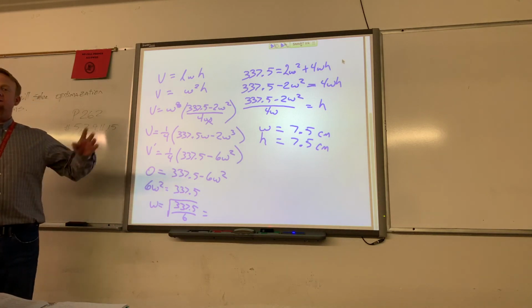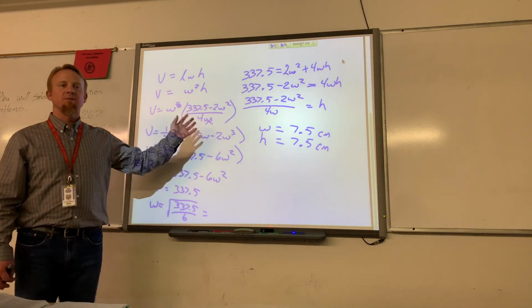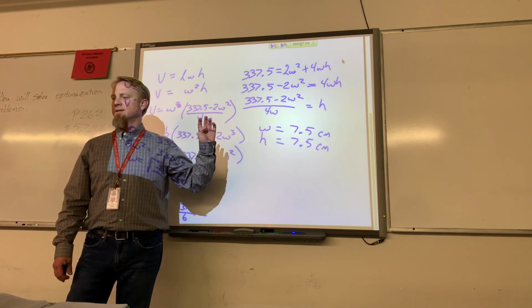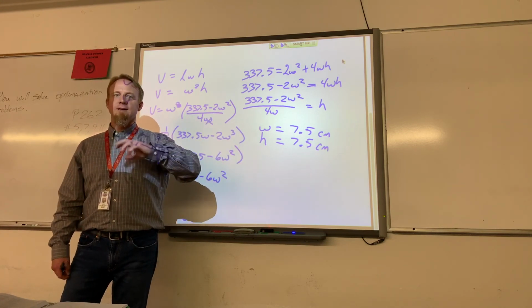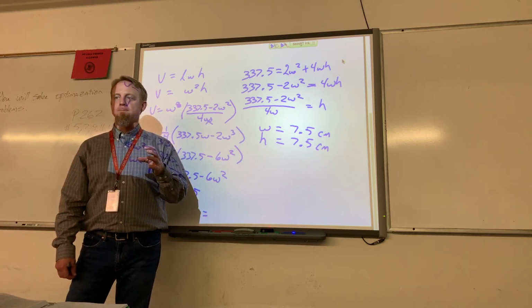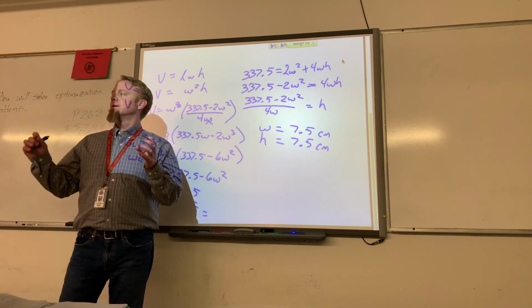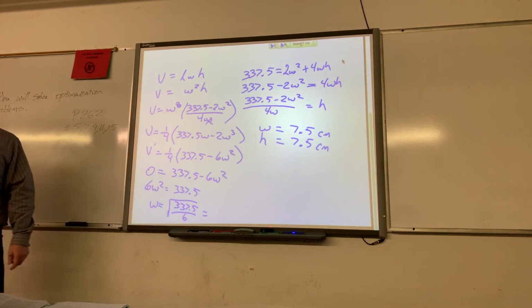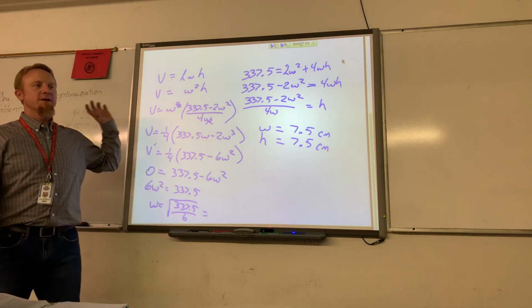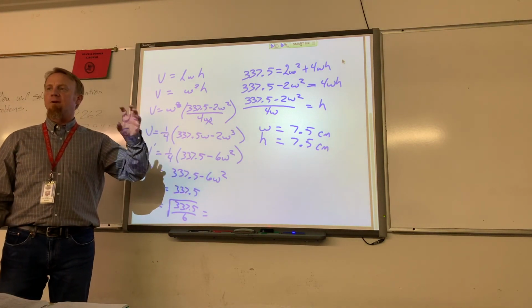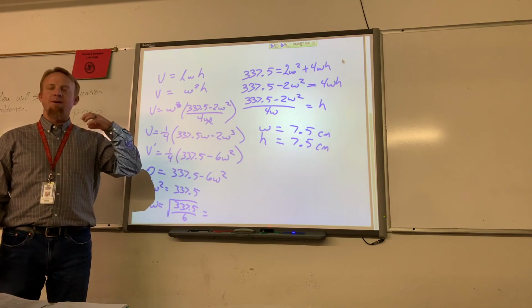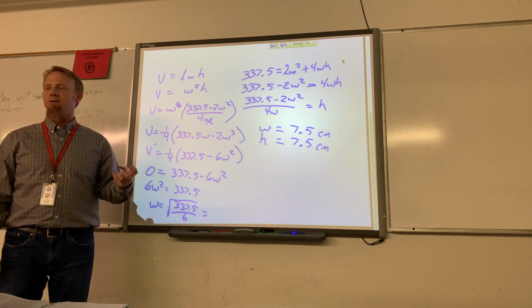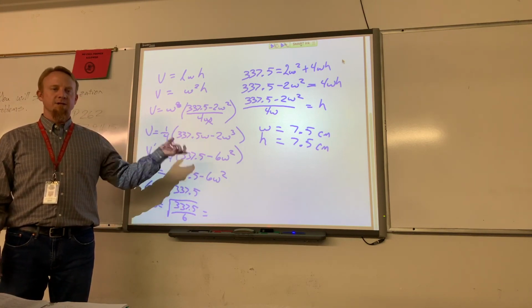All right, so somebody tell me what we found. What did our figure end up being? It ended up being a cube. Okay, so a cube produced what? It produced maximum volume. So a cube or a rectangular prism, if I want to maximize volume, it needs to be a cube.